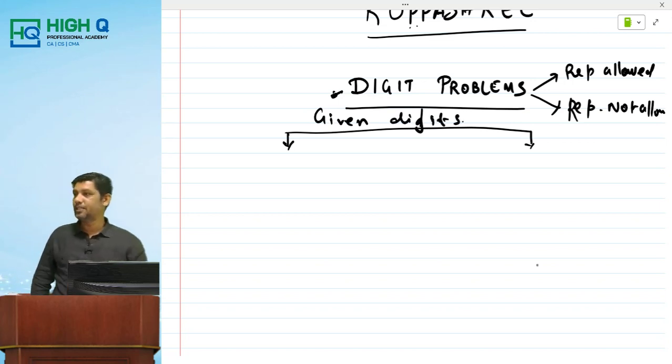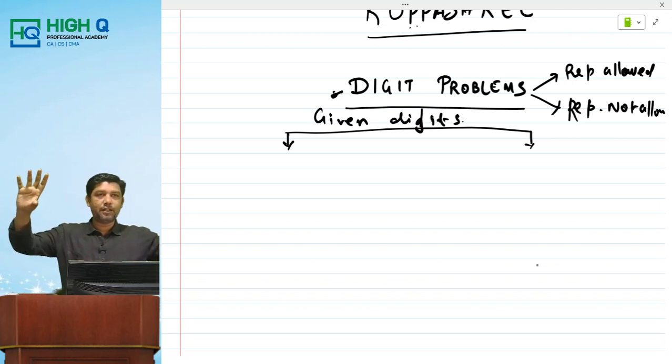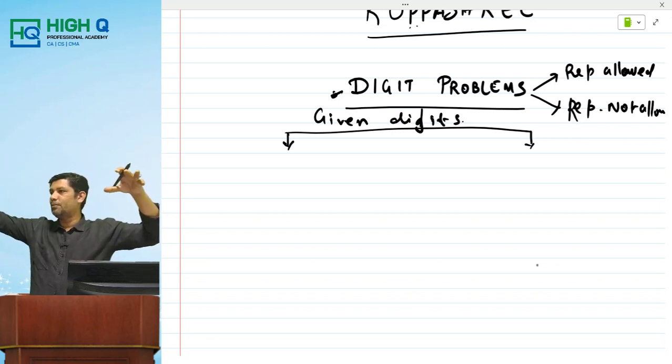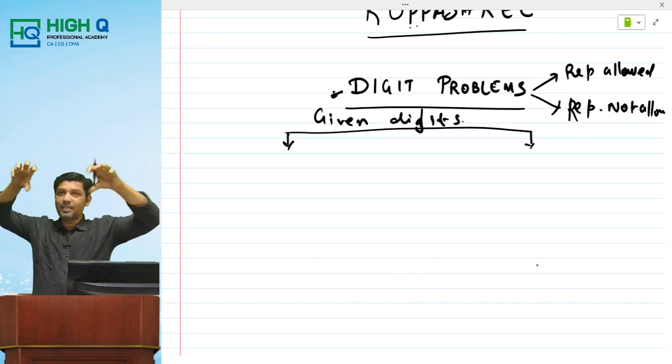What is it? Given digits. Some number of digits will be given. For example, some 6 digits will be given, or 0, 1, 2, 3, 4, 5, 6, 7, 8, some 9 digits are given. Using these 9 digits, a 4-digit number is to be formed. That way, some digits are given.